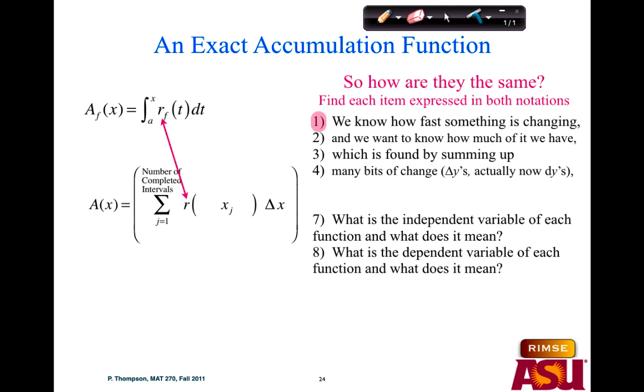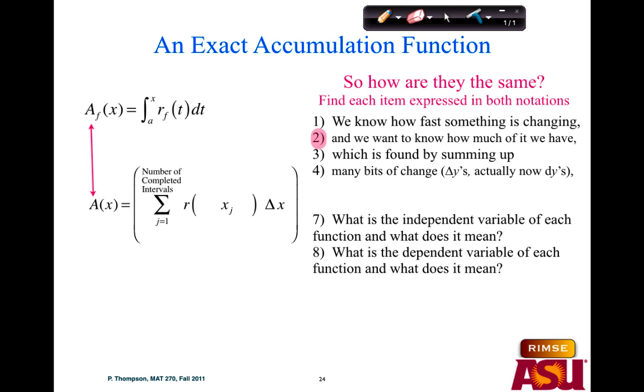So there are those. Okay? We want to know how much of it we have. Where do we see that in the first expression? It's the whole function, right? It's the dependent variable of this function. And what about here? A of x, right? So we know how much of it we have. That's the net accumulation, whether it's exact or approximate, which is found by summing up.